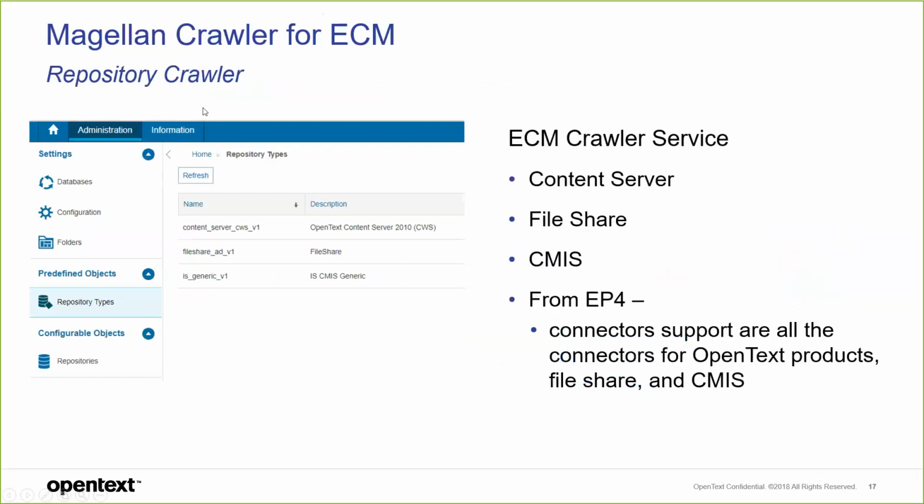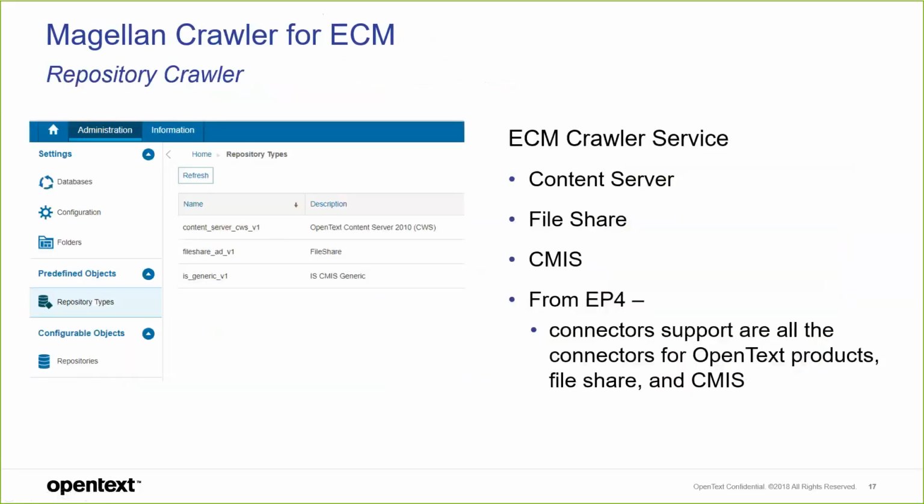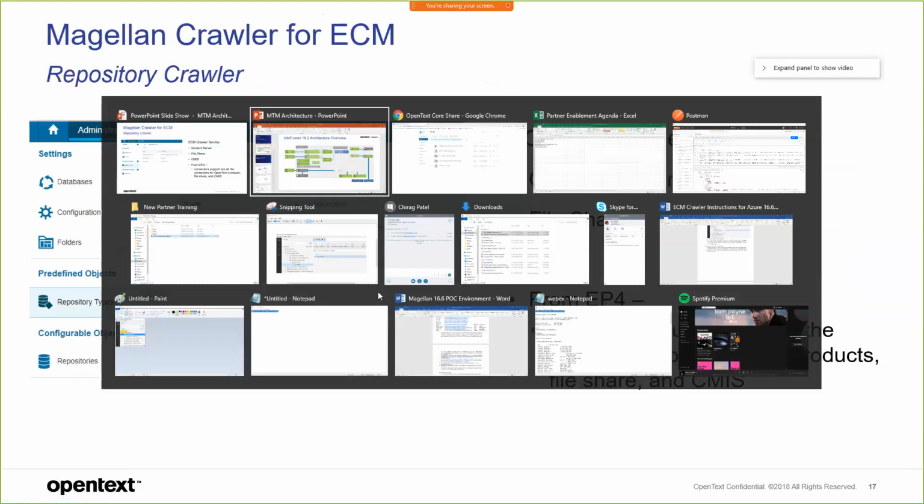We're going to go into more detail. So for ECM crawlers, we have repositories. It could be a content server, it could be a file share, it could be generic. So we do have connectors for all the Open Text products out of the box, and we also have other connectors. Next, let me just show you what connectors we have.